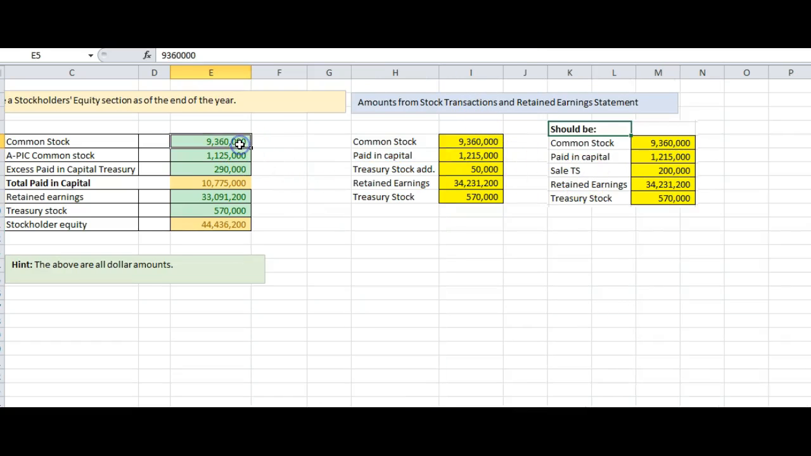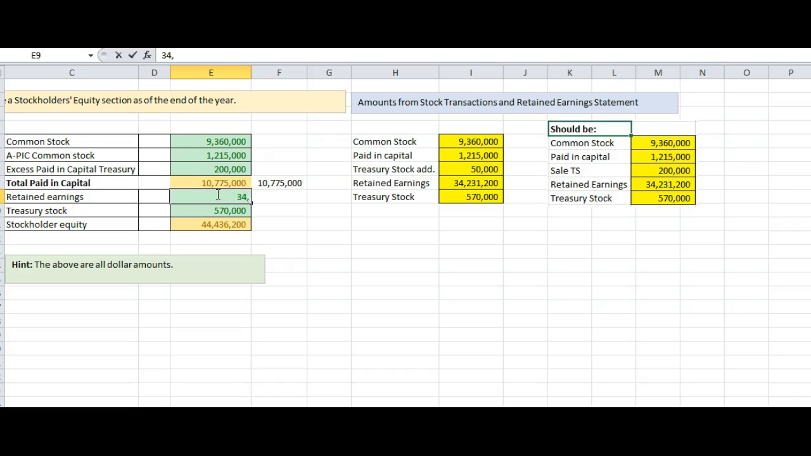So now we have 9,360,000. You've just inverted numbers here. This should be 215, not 125. It happens all the time. And the excess capital should be 200,000. And that should total up to that number right there at 10,775,000.